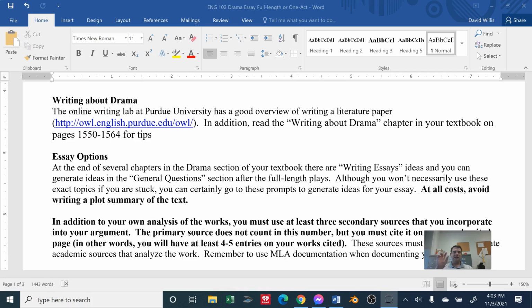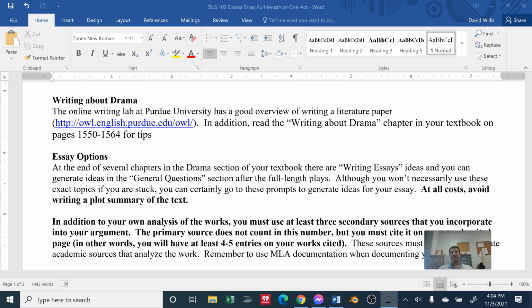At all costs, avoid writing a plot summary of the text. Just like our other papers, we are assuming the reader has read the text. Okay, so in addition to your own analysis of the works, you must use at least 3 secondary sources that you incorporate into your argument. The primary source does not count in this number, but you must cite it on your works cited page. In other words, you'll have at least 4 to 5 entries on your works cited page.